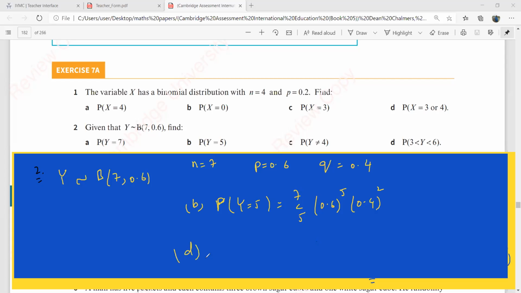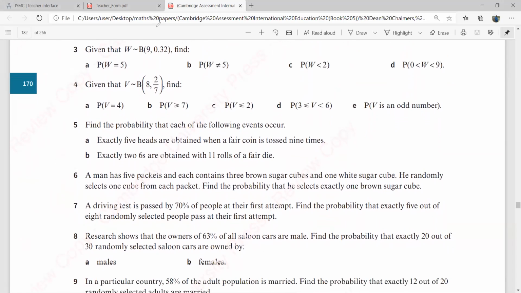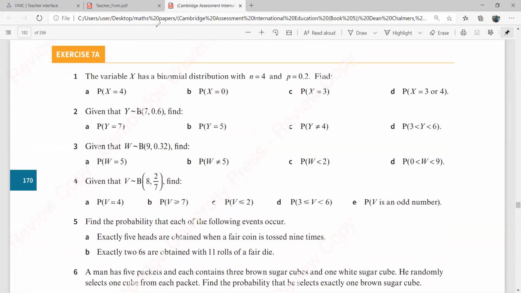Look at this D part. It says probability Y is between 3 and 6. It means it is going to be probability Y equal to 4 plus probability Y equal to 5. And then you will use your formula. Okay, guys, so that is it from this session. You can easily try all the questions of this exercise 7A. Okay, you look at these questions here. We are going to come back. Question 2C, solve these questions. Yes, beta?